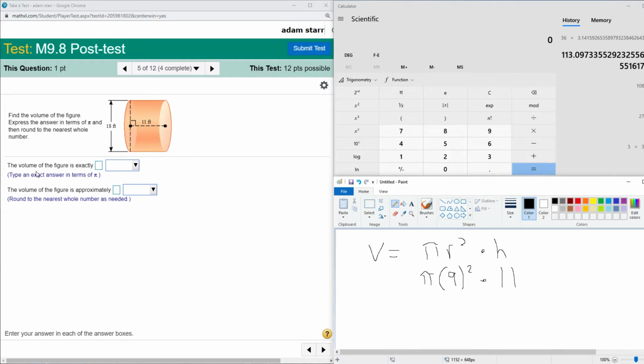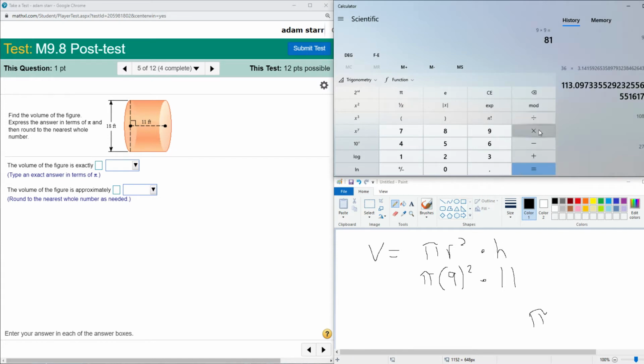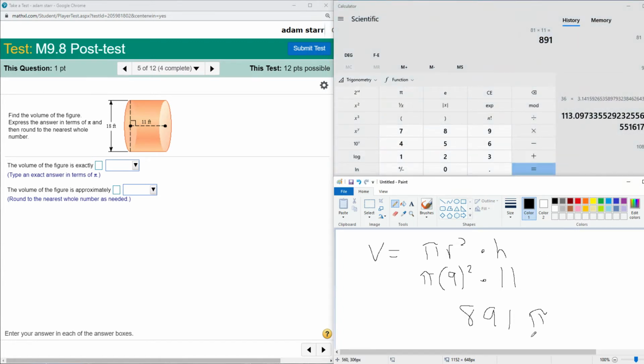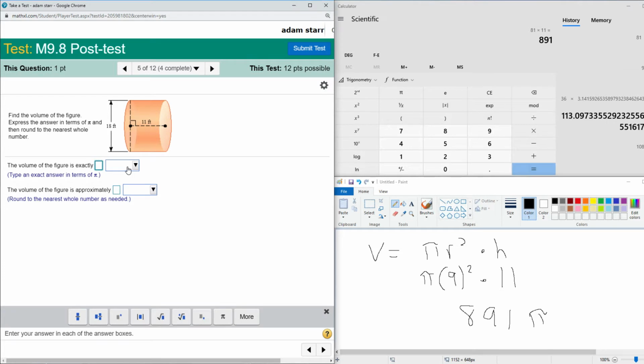Again, just like the last problem, it wants an exact answer in terms of pi and then the approximate answer. So for the exact, I'm going to leave pi as pi, and I'm just going to deal with this. So I have 9 squared, 9 times 9, which is 81, times 11, which is 891 pi. That is my exact answer, 891 pi. Again, my unit here is feet, so this would be cubic feet.